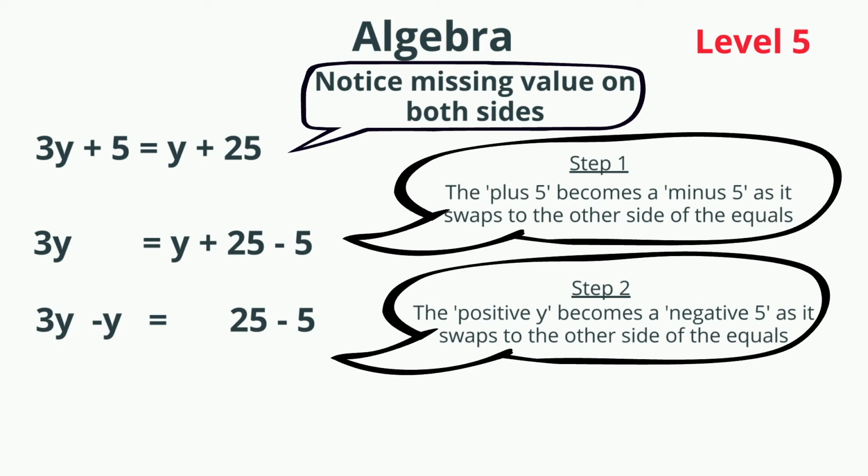This gives us a new equation, which is 3y - y = 25 - 5. From here, let's simplify this one. So it's going to become 2y = 20. From here, this has now fallen back onto level 3 knowledge, where you have multiple y's. So 2y equals 20. 20 divided by 2 equals 10. So y equals 10.